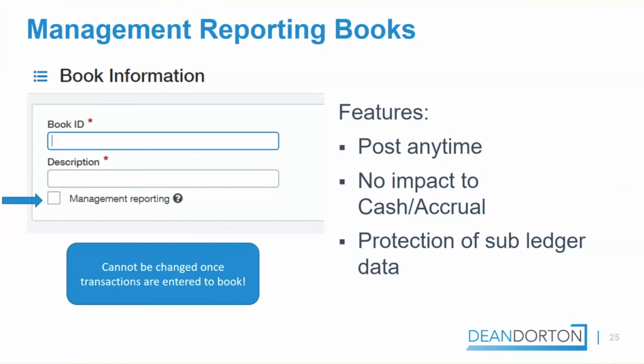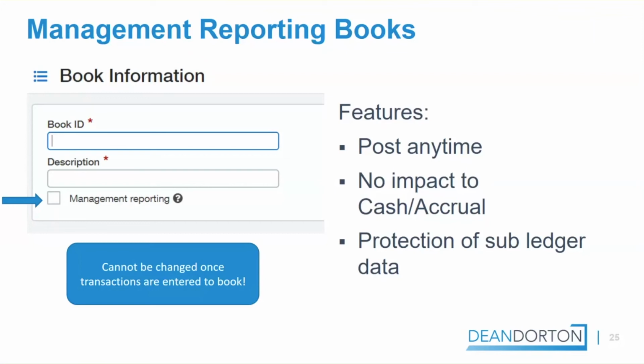So it does basically help to protect your subledger because you are able to post information into a prior period without actually changing your AP, AR, cash. So that's really helpful. Once you've posted transactions into those books, you can't uncheck it, or if you left it blank, you can't check it once you've posted into those books. So it is a decision you do need to make from the beginning.